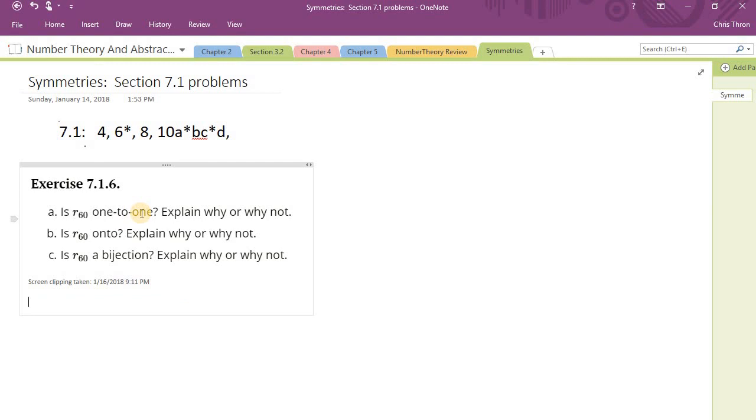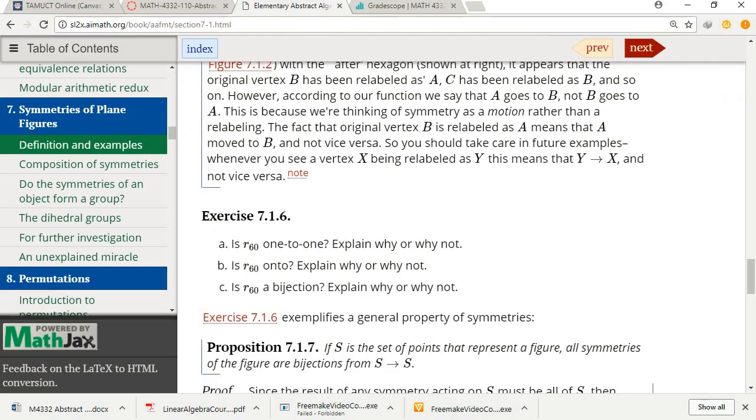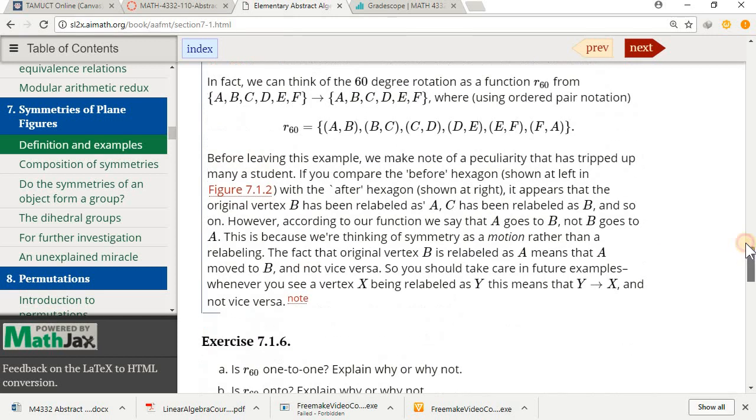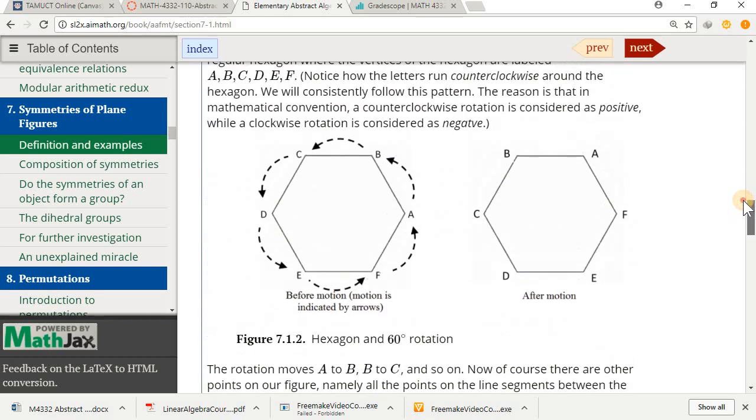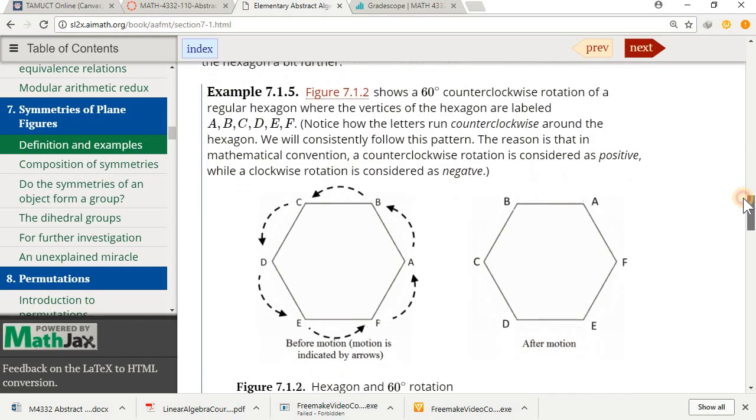So let's go back to the chapter and see what R60 really is, to get some context for this exercise. So here we are. And here's a picture of R60. We have a hexagon which we identify as 6 points, A, B, C, D, E, F. Now, of course, the hexagon also includes lines, but where the points go determines where the lines go. So here we have a hexagon.